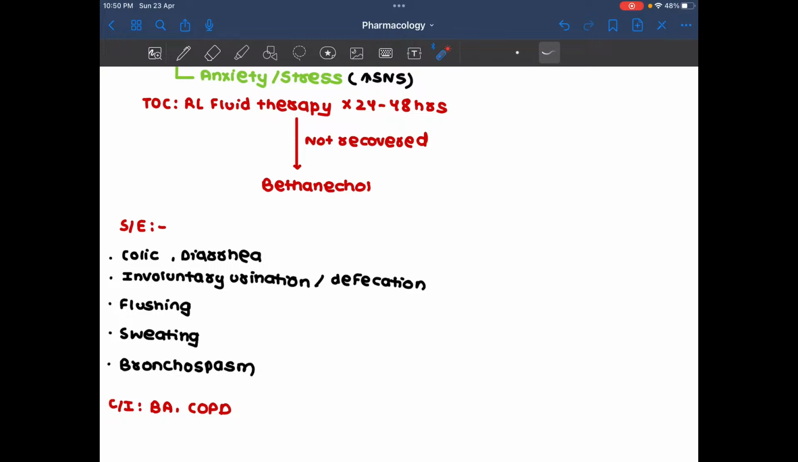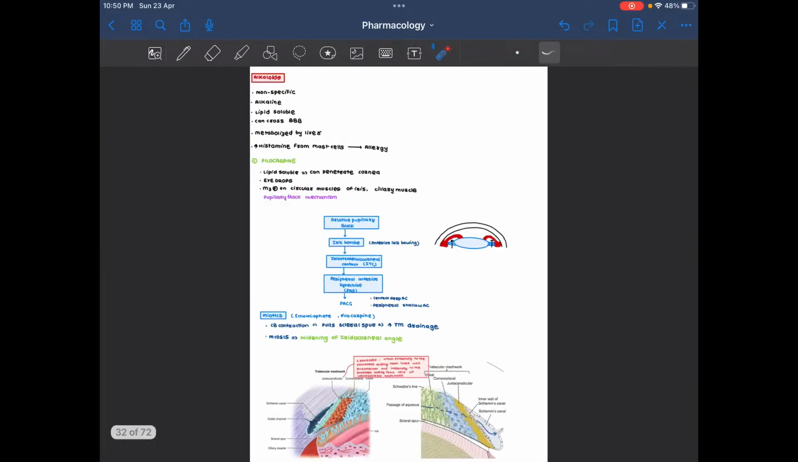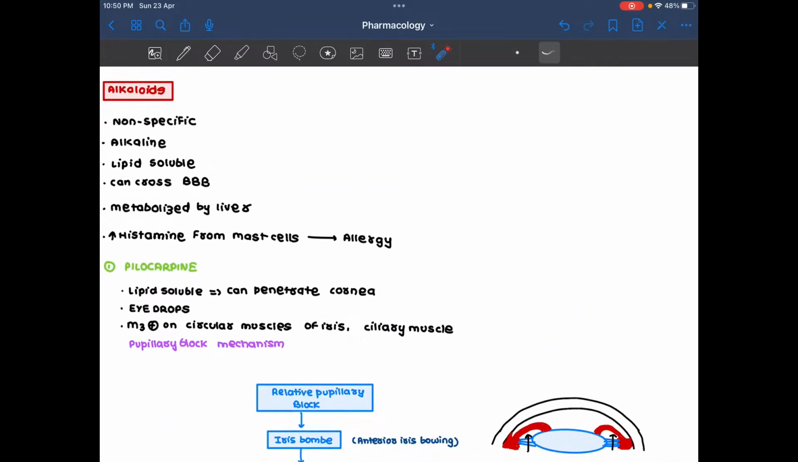What are the contraindications? Because it mediates bronchospasm, I'm not going to use this drug for your bronchial asthma patients or your COPD patients. So that is bethanechol for you guys. What about the alkaloids? We have discussed the choline esters. In that we studied acetylcholine, methacholine, and mainly bethanechol.